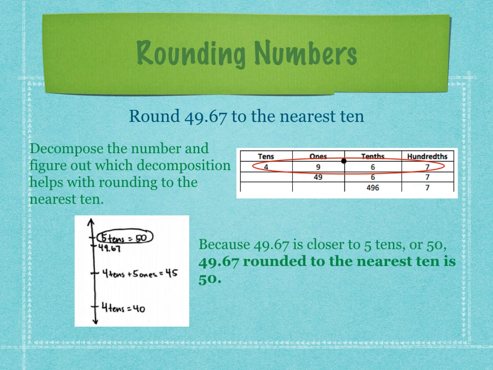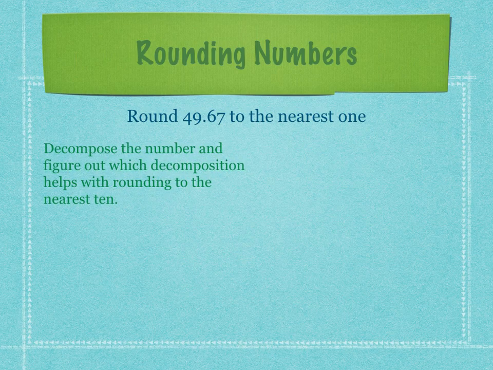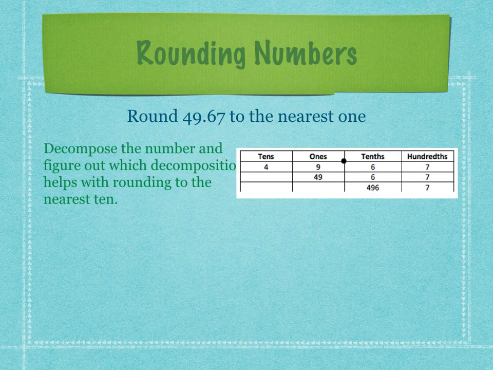So now we're going to look at the next one. Using the same number, 49.67, we're going to round it to the nearest ones place. So again, we're going to decompose that number. And we have all of our decompositions here, but we have to figure out which one helps with rounding to the nearest one. And in that case, it would be the decomposition with 49 ones, 6 tenths, 7 hundredths.